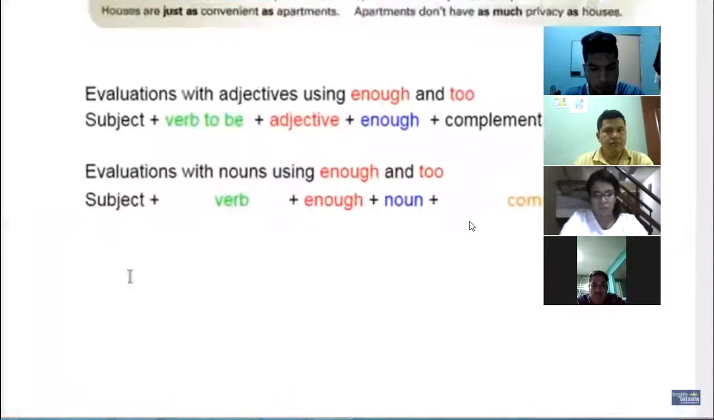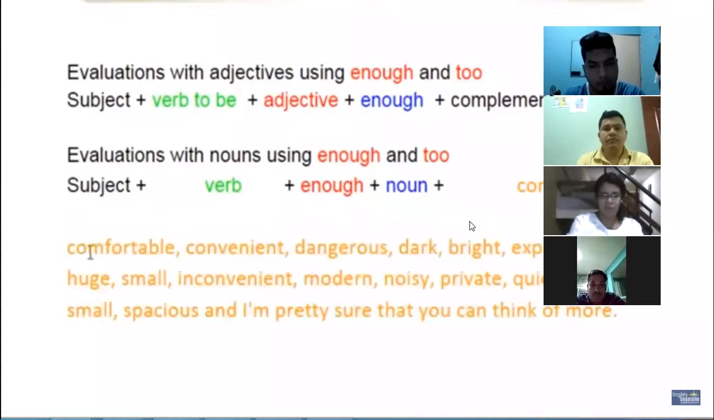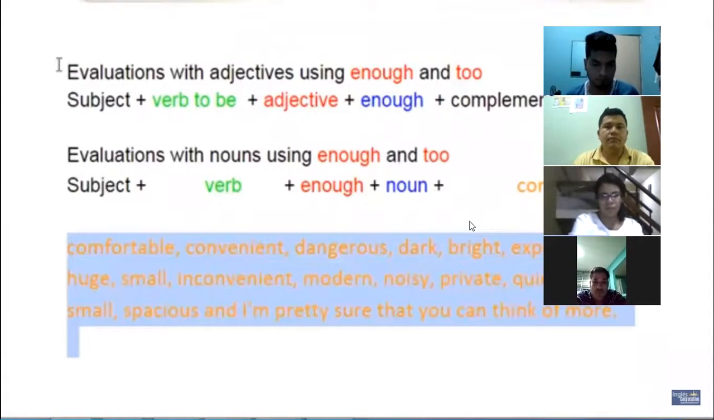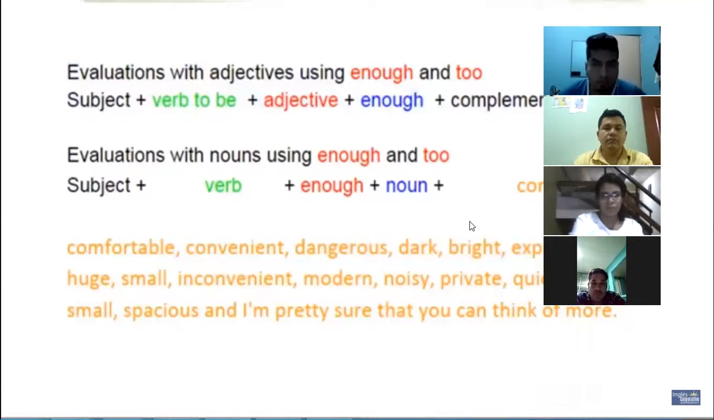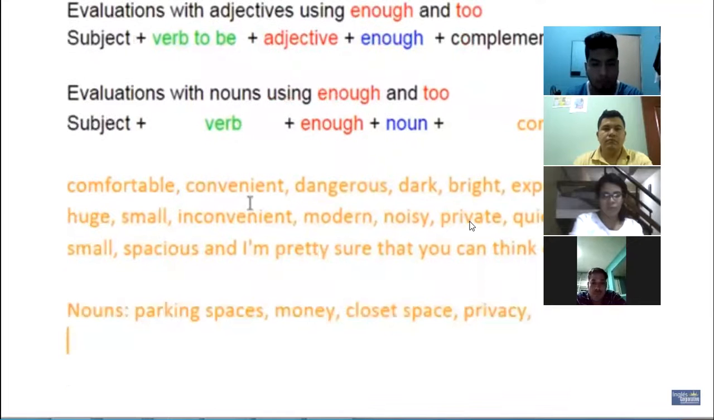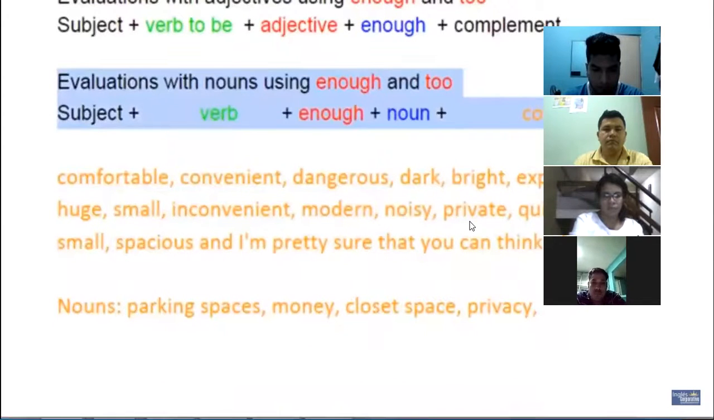The last thing that I would like for you to do now is to evaluate your house or apartment. Depends on where you live, right? I want you to evaluate your house or apartment using adjectives, such as the ones that are here, and of course following the formula that I presented to you earlier today. And I also want you to evaluate your house or apartment using nouns. So once again, using the formula that I'm presenting to you today. I want you to make as many examples as you possibly can. The idea is to practice as much as possible.